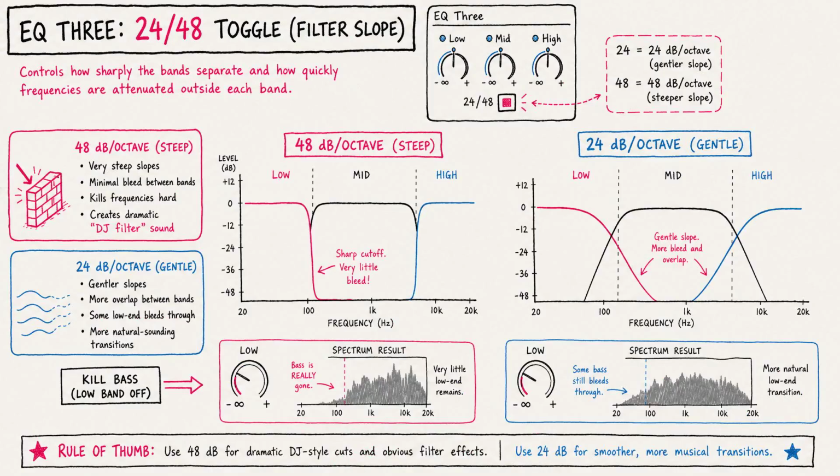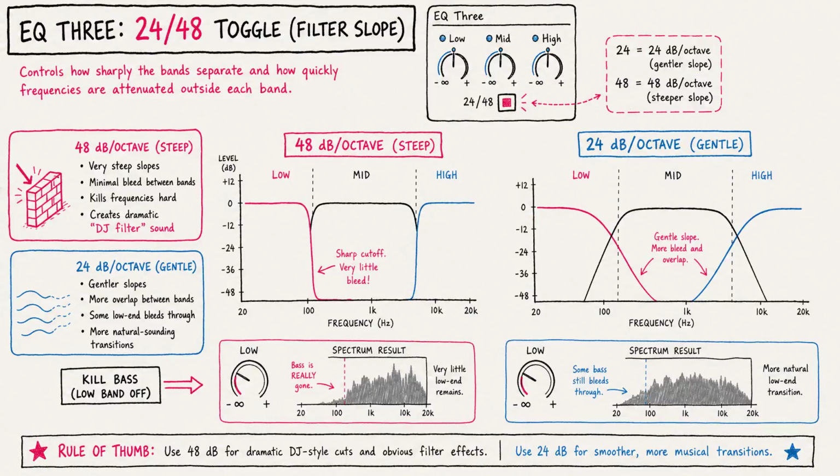The 24-48 toggle switches the filter slope between 24 decibels per octave and 48 decibels per octave. This determines how sharply the bands separate from each other, how quickly the filters attenuate frequencies outside their designated range. At 48 decibels per octave, you get steeper slopes with more dramatic separation between bands. When you kill the bass at this setting, it really kills the bass. There's minimal bleed from frequencies near the crossover point. This creates the obvious DJ filter sound that's become a production staple.